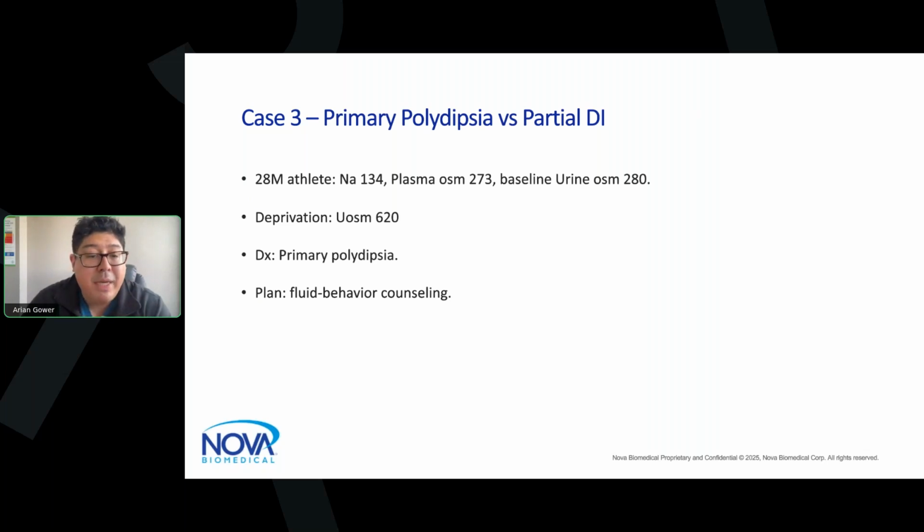In terms of management for this patient, we would really work on fluid behavior counseling and ultimately implementing some kind of fluid restriction. Presumably, this patient would be consuming a high amount of water or fluids each day, and helping them back away to a normal amount of fluid intake would then be the appropriate treatment option.